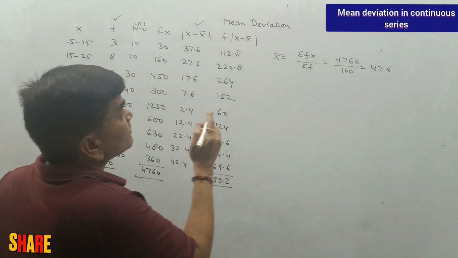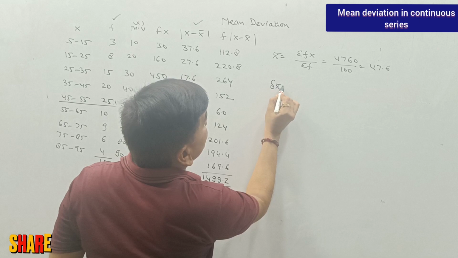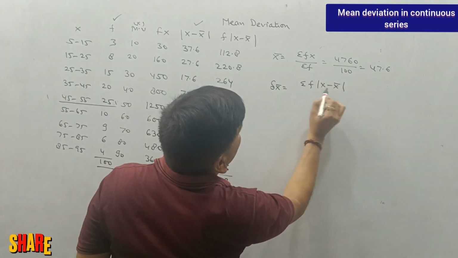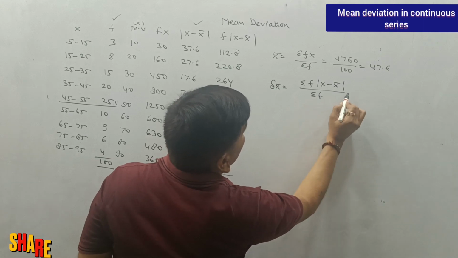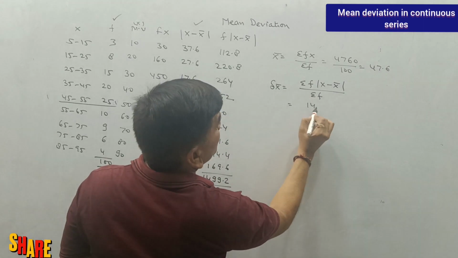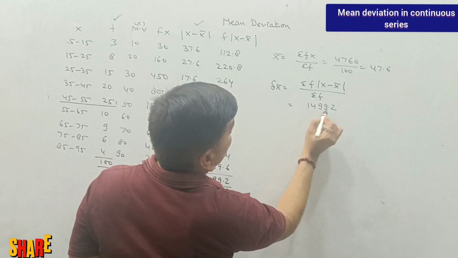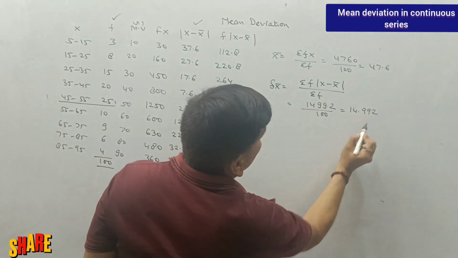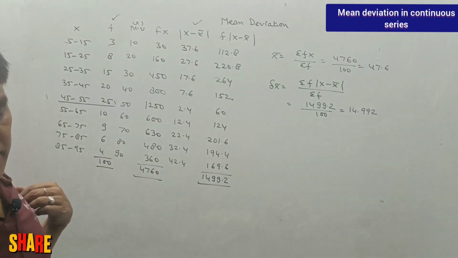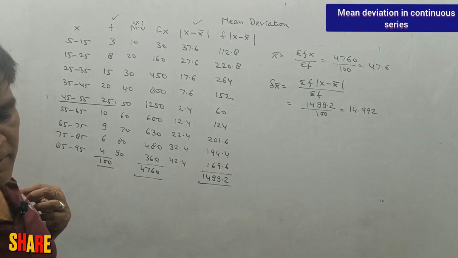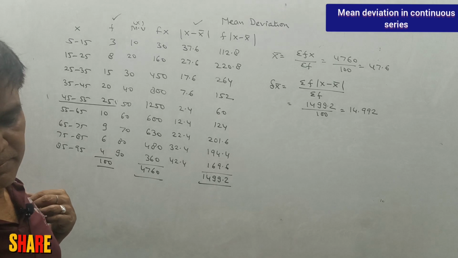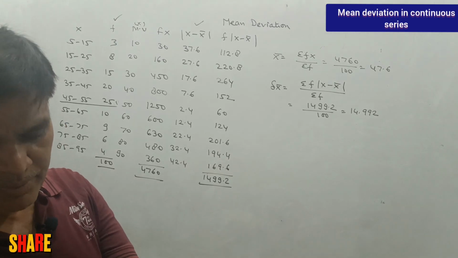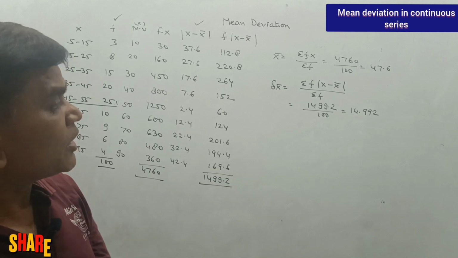For calculating the arithmetic mean deviation, it is sigma f |x - x bar| divided by sigma f. So 1499.2 divided by 100 is 14.992. That is the value of our mean deviation, 14.99.